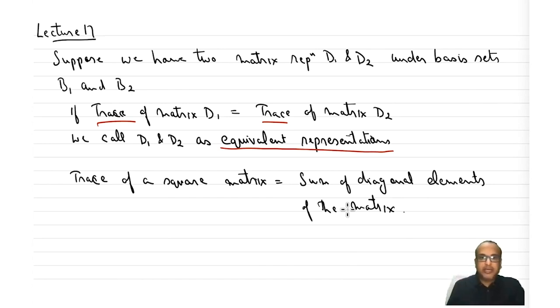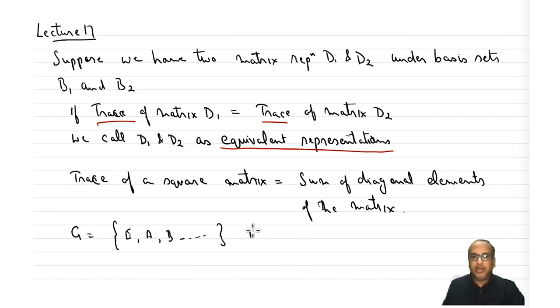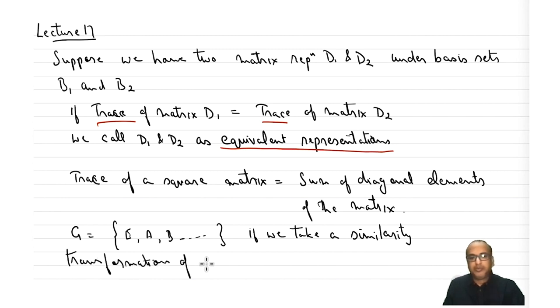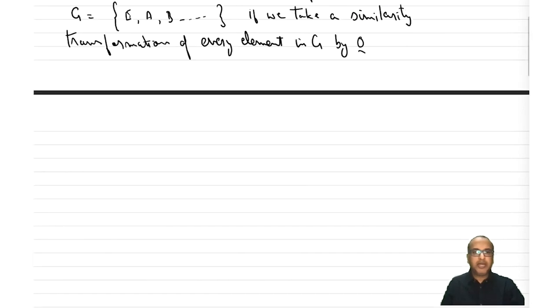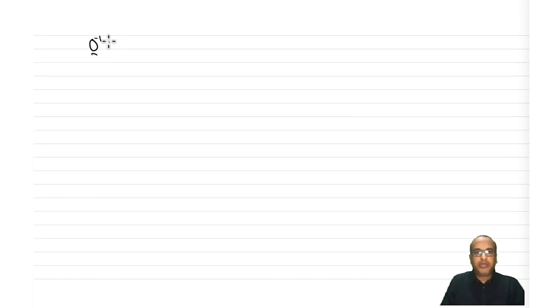Alright, so now let us say that we take a similarity transformation. So let's consider a group first, G, where group elements are E, A, B, and so on. Now if we take every element under G, and transform it by some other matrix called Q, in that case, we can write Q inverse AQ will be equal to, let's call it as A prime. Similarly, Q inverse BQ, let's call it as B prime, and so on.